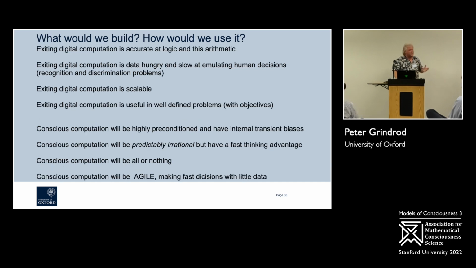I suppose what would we build then? How would we use it? So existing digital computation is accurate at logic and arithmetic. It's really good at doing computer things. So I've got a computer, and when I want to fiddle my expenses, I'm using it. Everything adds up. It does logic and it does arithmetic.